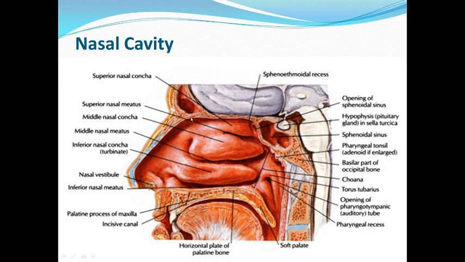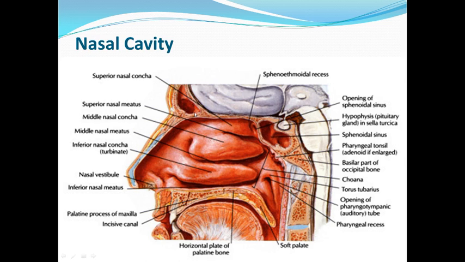Now the roof, first of all we'll discuss the roof. This is the roof of the nasal cavity, which is around 7 centimeters long, and it slopes downwards to both sides. It slopes downwards anteriorly as well as posteriorly. The length is around 7 centimeters, and the width is around 2 millimeters.